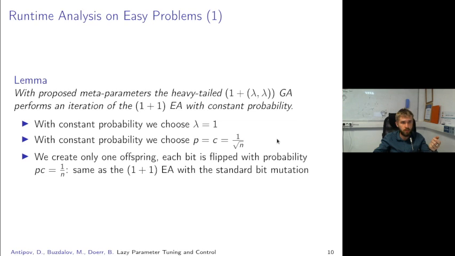All this happens with a constant probability, and then it means that we create only one mutation offspring and then only one crossover offspring, and in this offspring each bit is flipped with probability 1 over n. So it's generally the 1 plus 1 EA with the standard bit mutation.